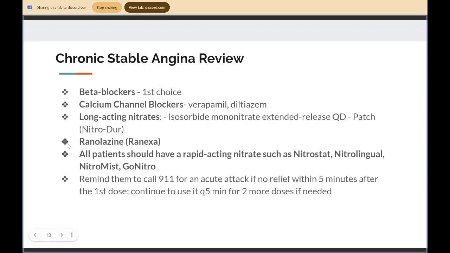So to review for chronic stable angina, beta blockers are the first choice. Your CCB choices are verapamil and diltiazem, long-acting nitrates such as the extended release patch, Q daily, and ranolazine. All patients should have a rapid-acting nitrate such as Nitrostat, Nitrolingual, NitroMist, or GoNitro. Remind the patient to call 911 for an acute attack if there's no relief within 5 minutes after the first dose. And every 5 minutes, continue using nitro up to 2 more doses.